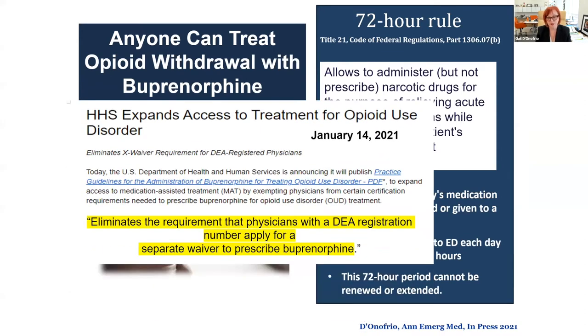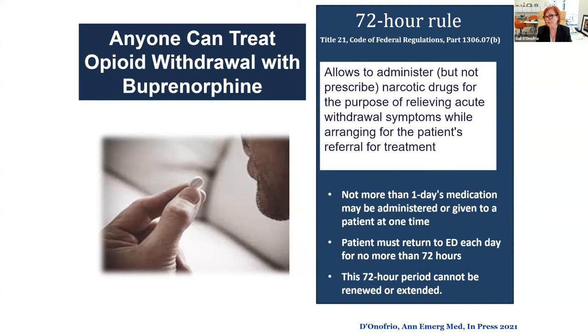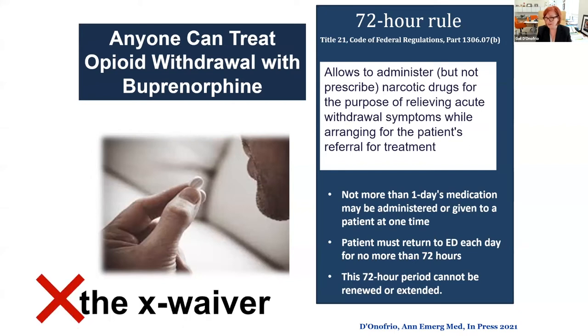We were hoping on January 14th that the Trump administration at the last minute had come out with abolishing the waiver and the DEA registration number. And we were hoping that that would be the case. Unfortunately, they took that away very quickly. And right now we are in the process of trying to fix that and get rid of that X waiver.